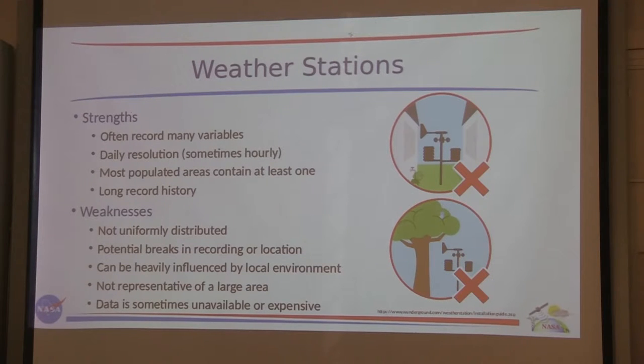As I mentioned, they're not uniformly distributed, so you might be interested in knowing the temperature and precipitation at a particular location, and there might not be a weather station for 50 miles of that, and therefore you're not going to get good measurements for it.